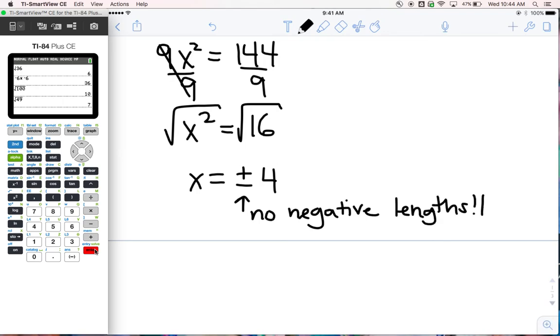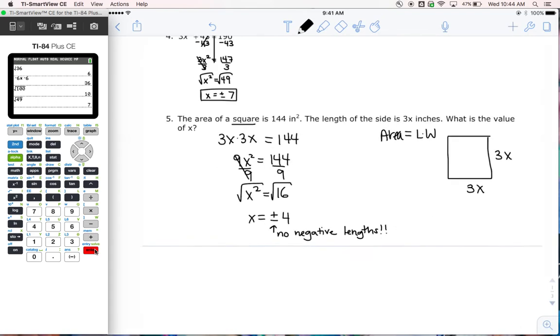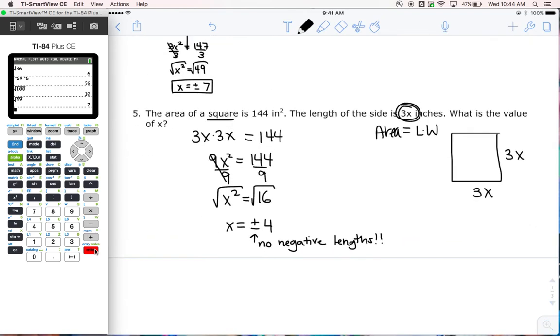Right? Think about it. It's actually a real problem that we're talking about. If I did 3 times negative 4, I'd get negative 12 inches. Can I have negative 12 inches for the side of my box? No, that doesn't make sense. So we're just going to say positive 4 inches. That is the value of x. Not negative. Don't put the plus or minus sign, just plain old 4 inches, okay?